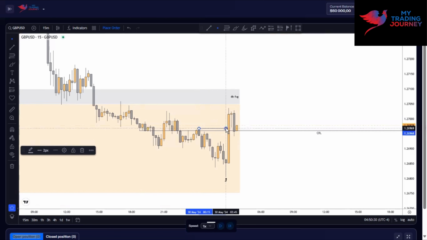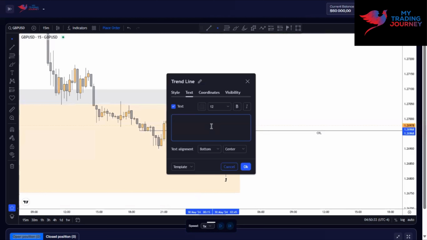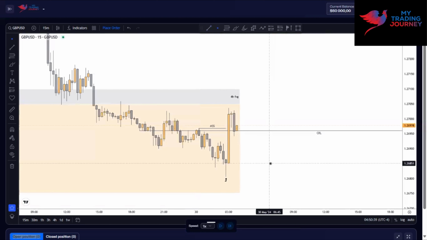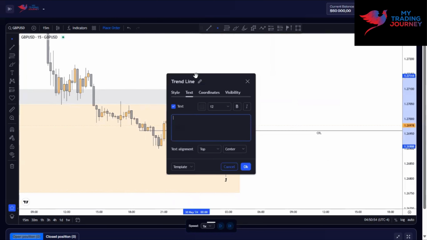Okay, we have a market structure shift. I'm gonna take it to the top. Market structure shift identified. Now we have to mark our midnight open, which is this candle right here. Just gonna mark it for you and label it as midnight open, New York time.